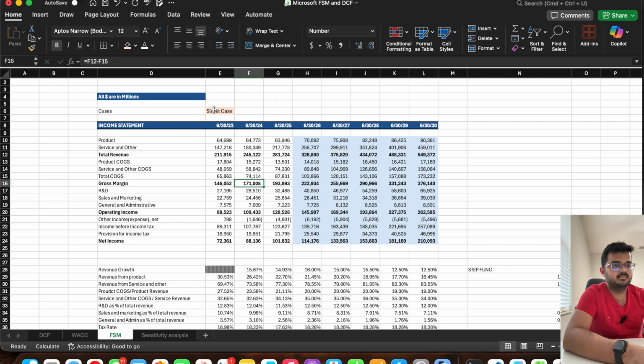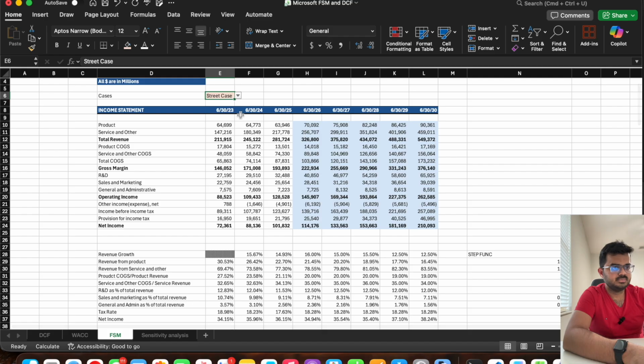To show you what I mean, right now all these numbers are as per the street case, that is a normal case. From here, I can switch either to the best case and see how the numbers look, or I can go to the weak case and see how the numbers would look. For example, right now in the street case, you could see that by 2026, the net income of Microsoft I have forecasted as $114 billion.